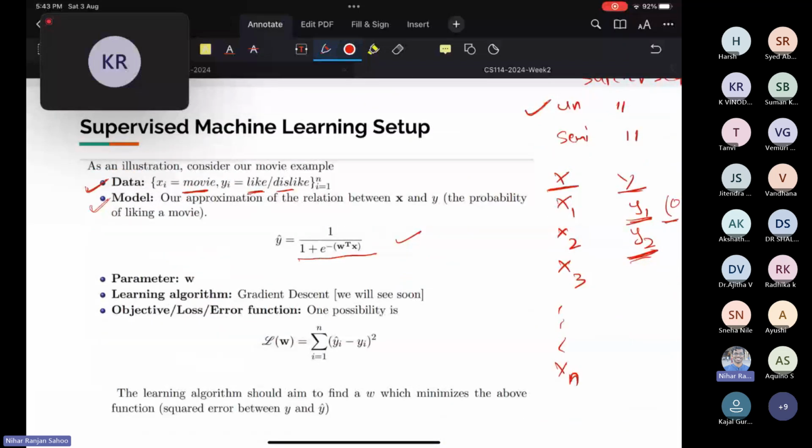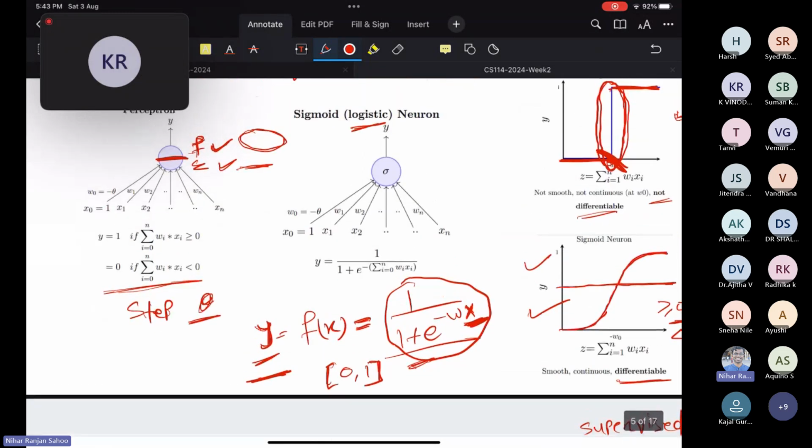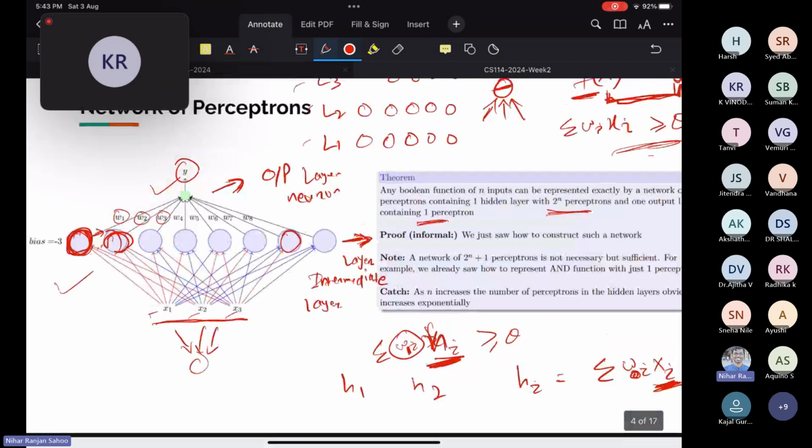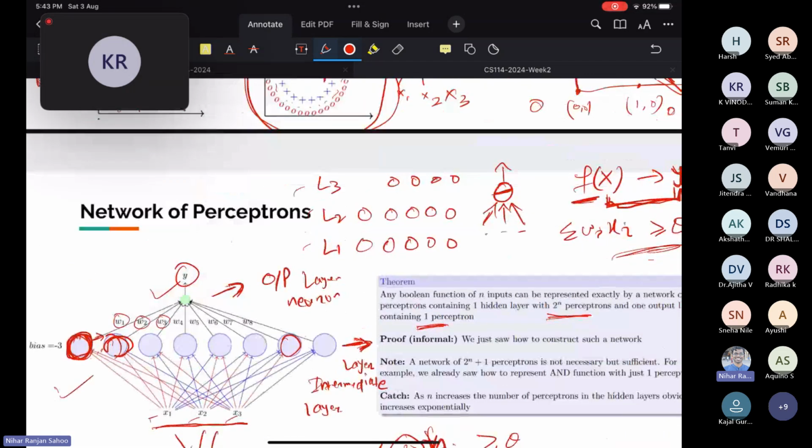What will be the function after aggregation in the perceptron? The parameters are the W's, and the number of W's will depend on the number of input features. Here we have three input features and one perceptron, so we have three W's and one bias, 3+1.